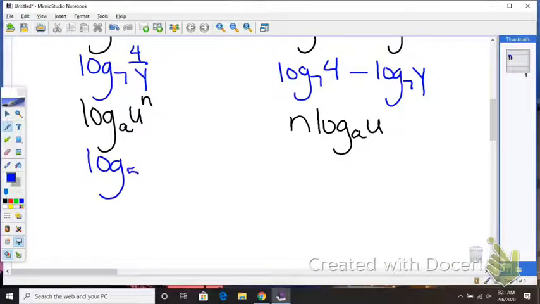So if I have log base 5 of x to the 4th power, this 4th power is just going to come down to the front. So I'd have 4 log base 5 of x.